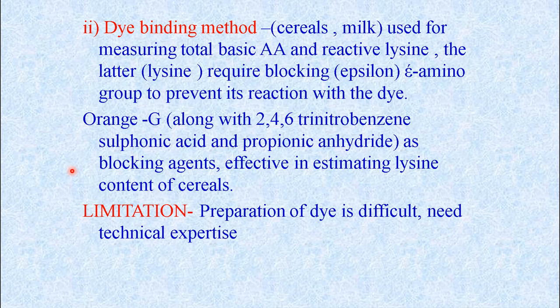of all these things. So orange G means, along with 2,4,6 trinitrobenzene sulfonic acid and propionic anhydride, it is known as the orange G. Here what we can say is that orange G is effective in estimation of lysine content, one of the most essential amino acids.